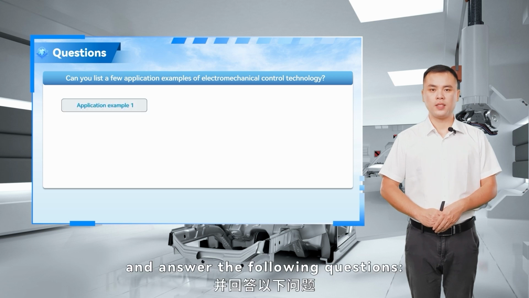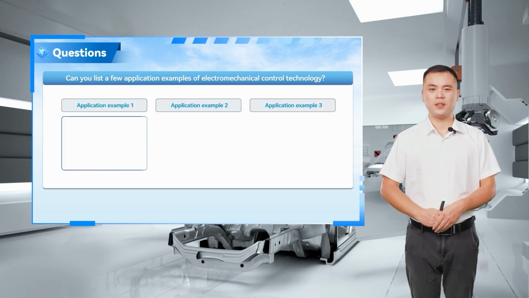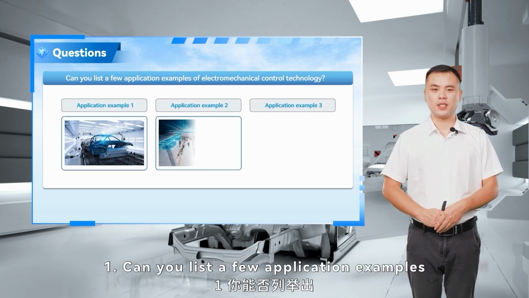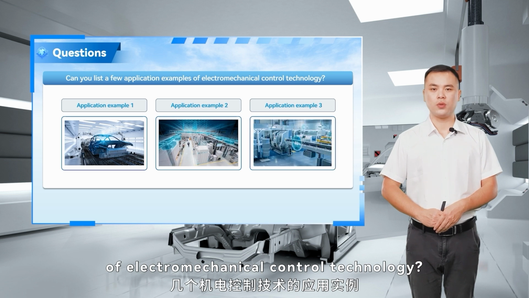Please think about and answer the following questions. Can you list a few application examples of electromechanical control technology?